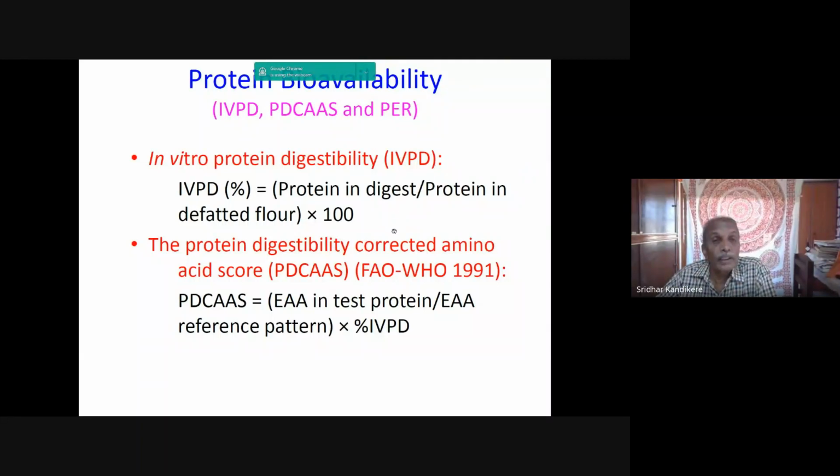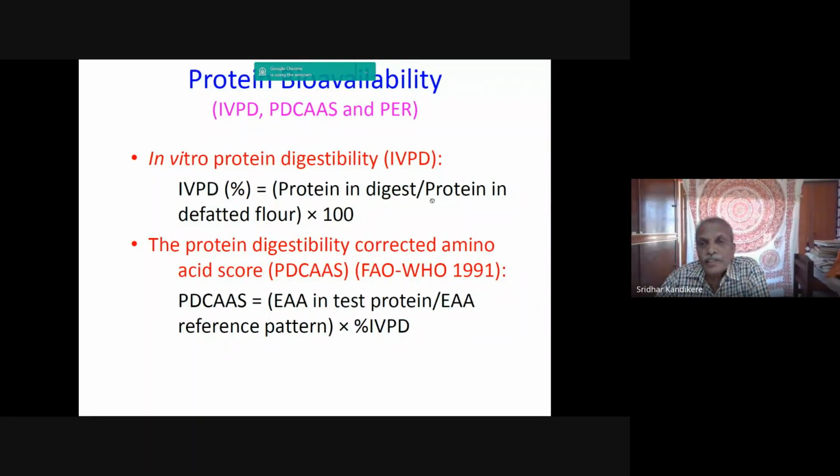The other parameters, like protein bioavailability. Although protein is present in the food material or the mushrooms, whether it is really bioavailable or not is very important here. And we can evaluate in vitro protein digestibility. Of course, we can use in vivo digestibility too, using some experimental animals. But in vivo digestibility is not necessarily needed now, because in vitro protein digestibility is equivalent to in vivo protein digestibility. It can be easily done in the laboratory without sacrificing the animal.